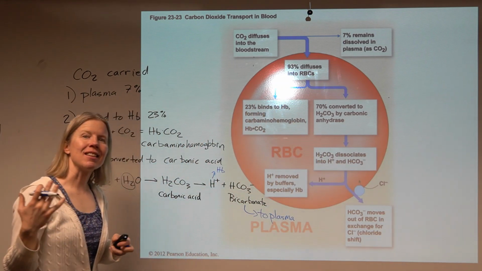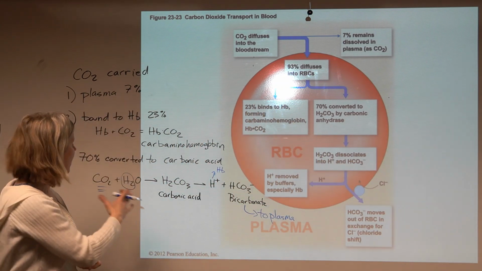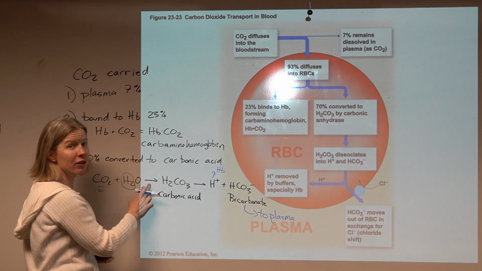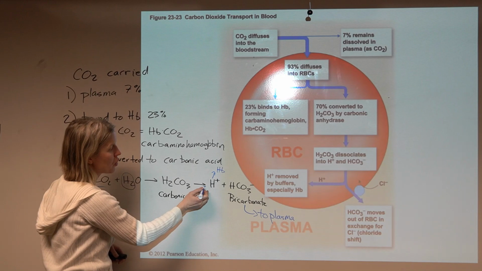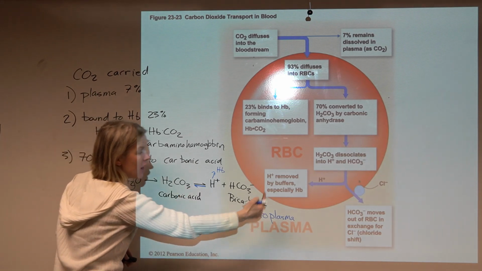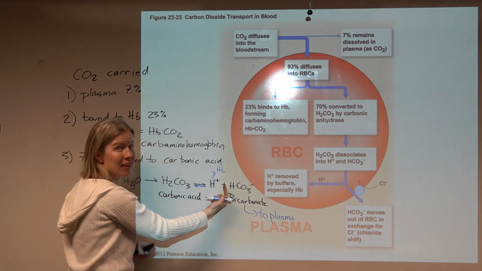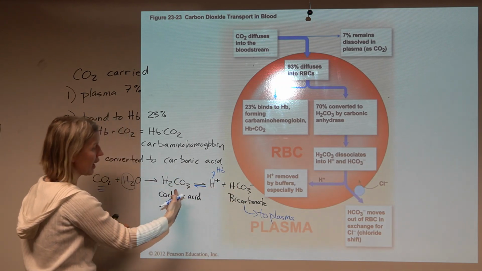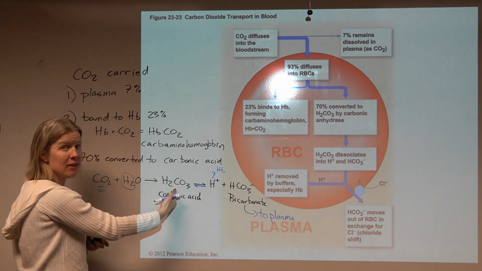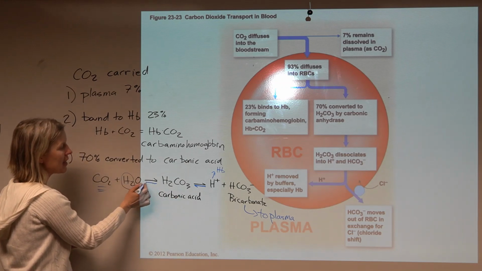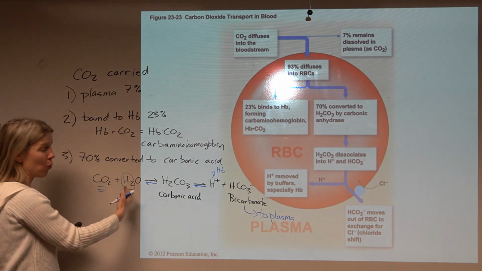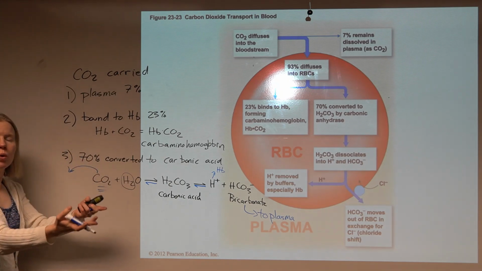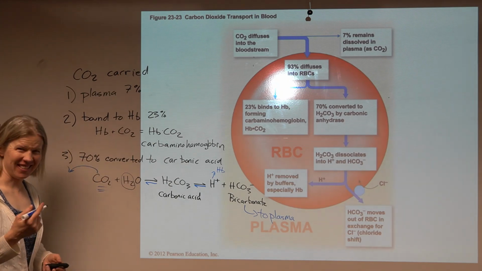When it gets to the lung, we need to exhale CO2. All of these reactions are reversible. So when this gets to the lung, the bicarbonate comes back into the cell, the hydrogen comes off of the hemoglobin, those two join together to make carbonic acid, right? Carbonic acid can split into water and CO2, and you exhale.